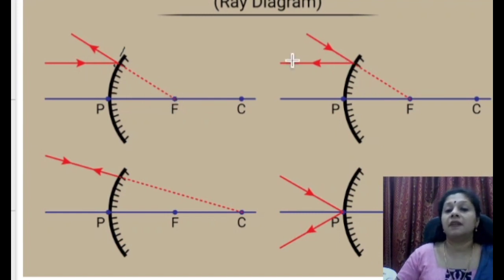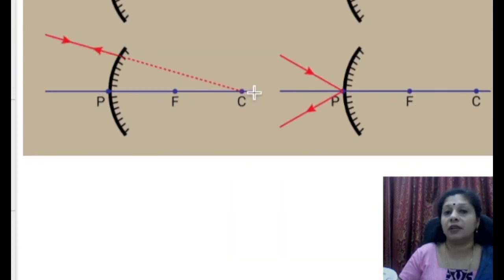The same way, if it is directed towards the focus, means it's pointing towards the focus, after reflection it will go parallel to the principal axis. And if it is pointing towards the center of curvature, it will retrace its path. We will see only this part, the solid line. So it is coming and retracing its path in the same direction. Then if it is falling at an angle, it will reflect with the same angle, that is angle of incidence is equal to angle of reflection.